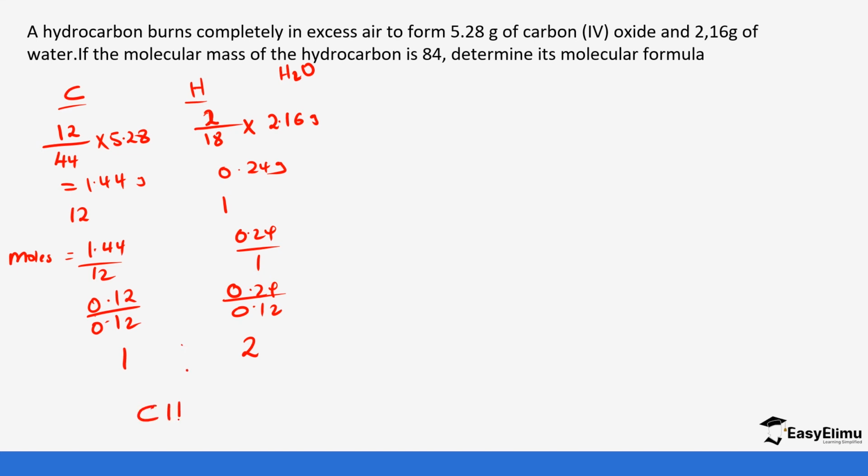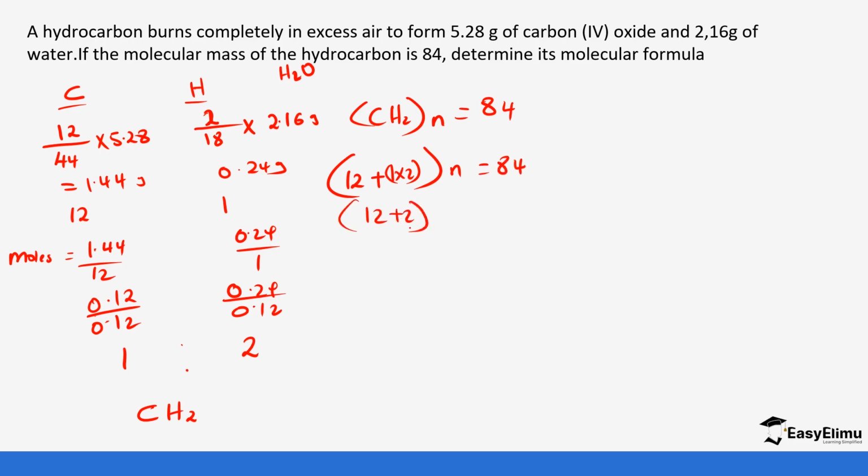So the ratio is 1:2, so the empirical formula is going to be CH2. We are not done. The empirical formula is CH2 into bracket N is equal to the molecular mass of the hydrocarbon, which is 84. So if you look at the values inside, the atomic mass of carbon is 12 plus 1 times 2 into bracket N is equal to 84. This gives us 12 plus 2 into bracket, which is the same as 14N is equal to 84. We divide by 14, divide by 14, and get the value of N as 6.